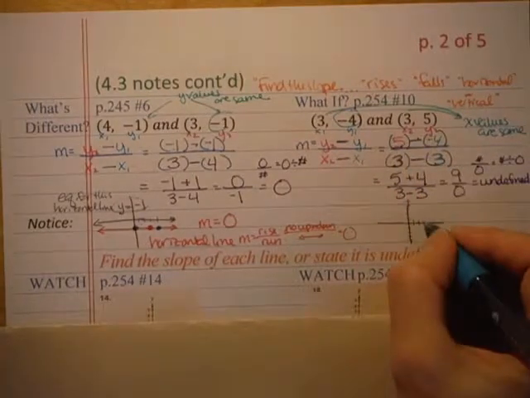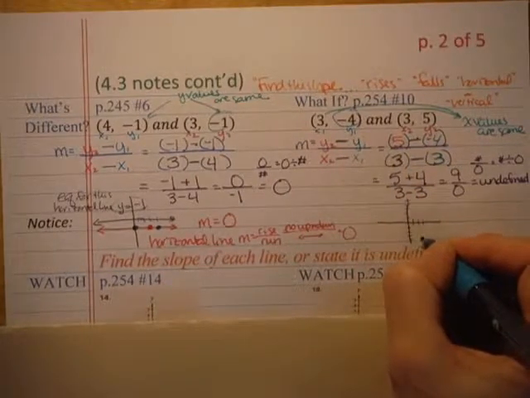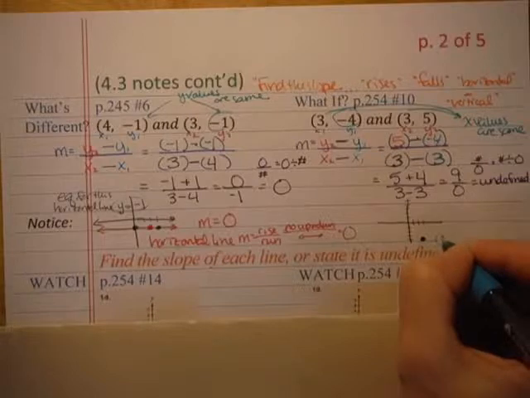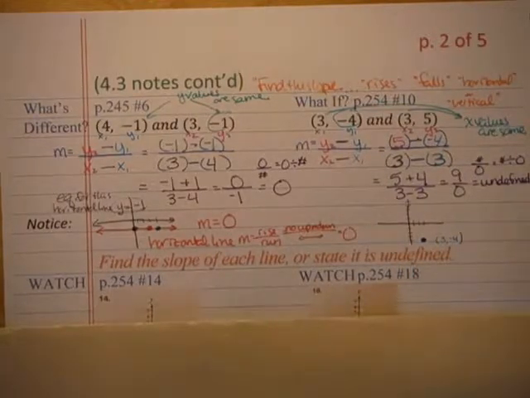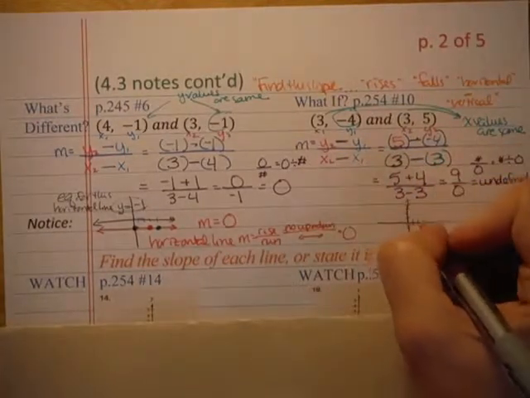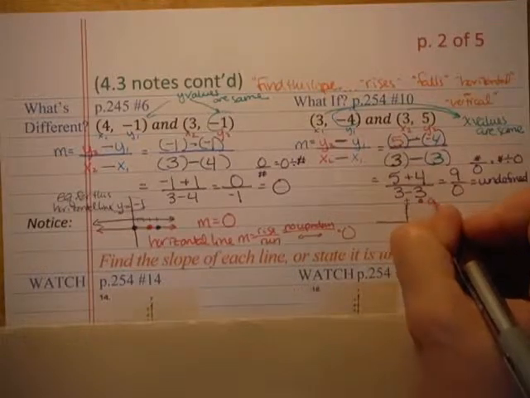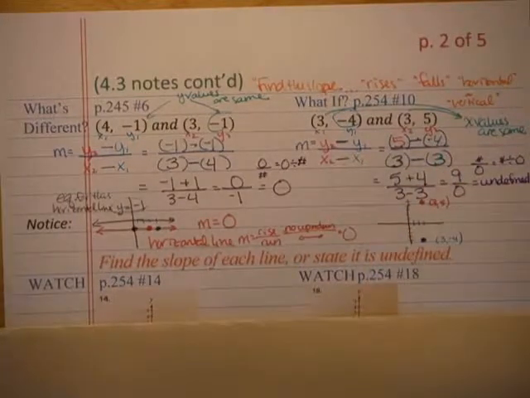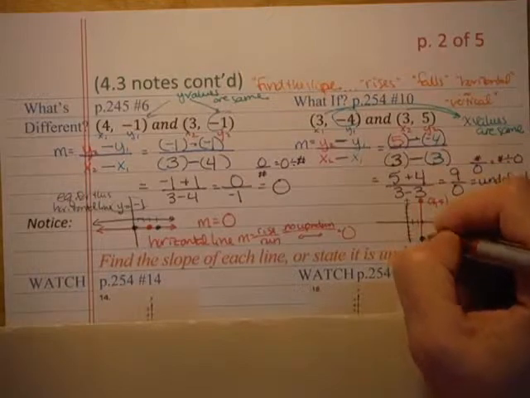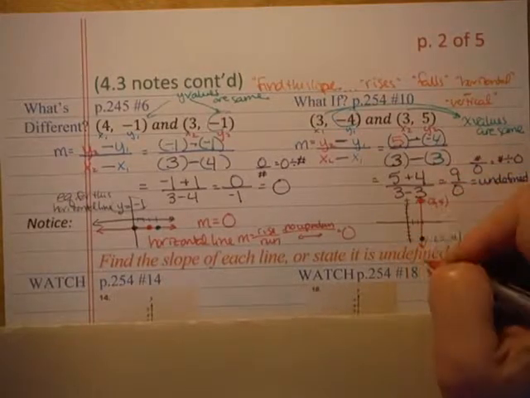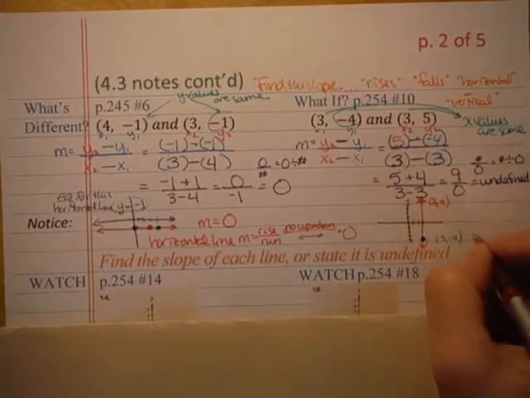Let's go over to the right 3, down 4. That's our point (3, -4). And then we plot our point (3, 5): to the right 3 and up 5. There's our point (3, 5). And we connect those dots. We only need 2 points to create a straight line. That is a vertical line.